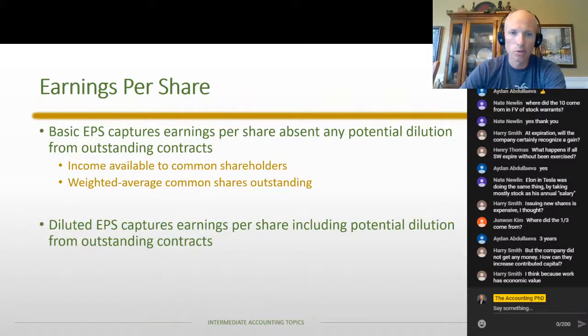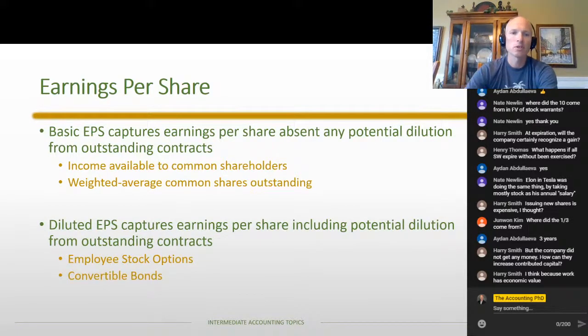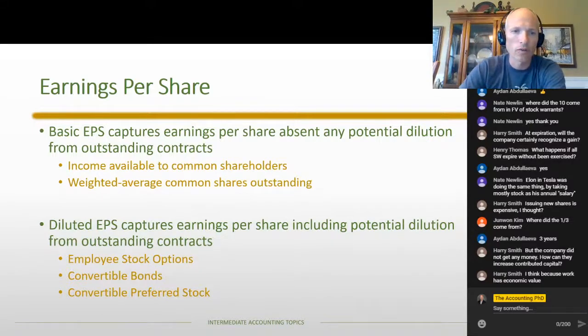So diluted earnings per share then is basically the same calculation, but now we have to include any potential dilution from these outstanding contracts. And there are three forms of that: employee stock options, convertible bonds, and convertible preferred stock. So all these things can potentially dilute earnings per share. And so when we talk about diluted earnings per share, we're accounting for these additional factors.